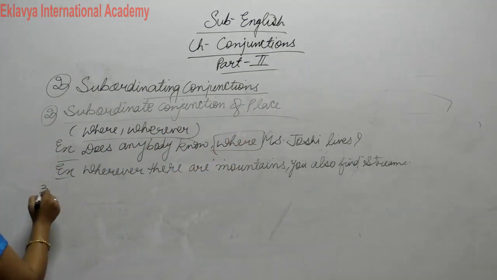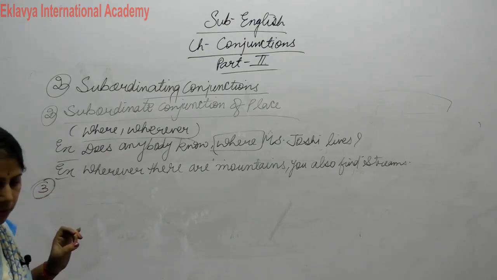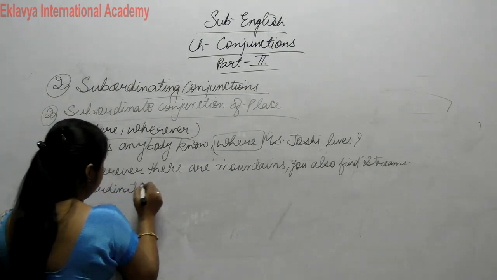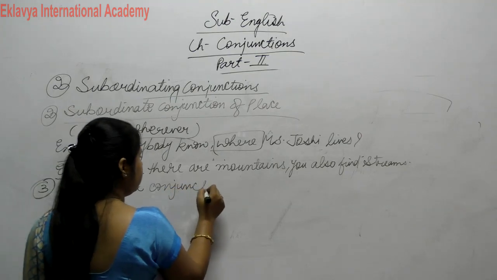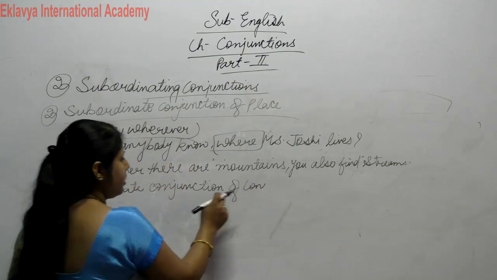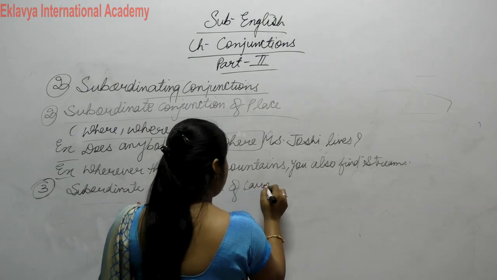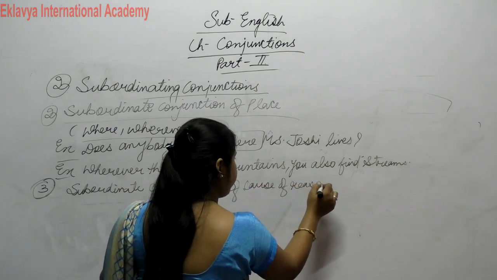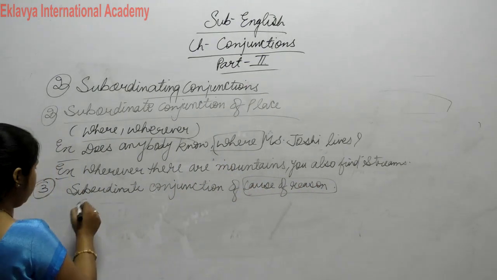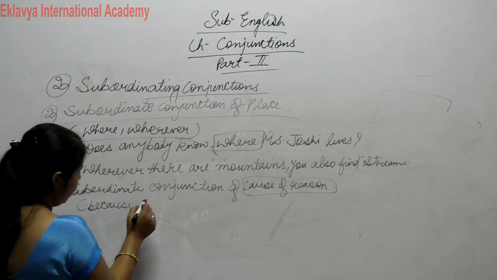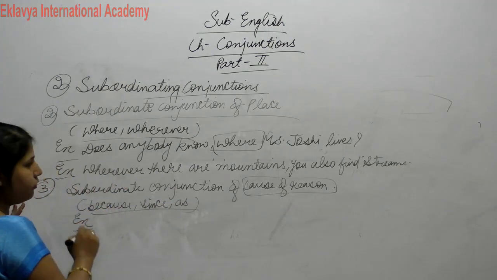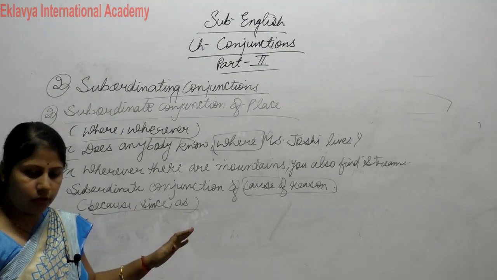Clear? Now the third one is our subordinating conjunction of cause or reason. Clear? Subordinating conjunction of cause or reason consists of because, since, as. Three conjunctions. Clear? So write down the examples of subordinating conjunction of cause or reason. Three examples.